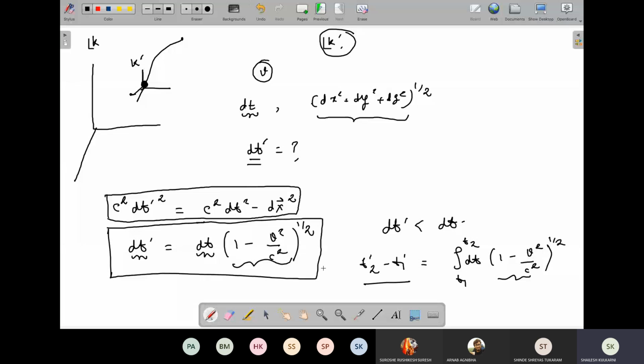See, I'm equating these intervals. I got this by using the invariance of intervals. That I did instantaneously, and then I integrate it. That is always possible. Why not? It is always possible. Clear? I can always do this, provided I know this function.